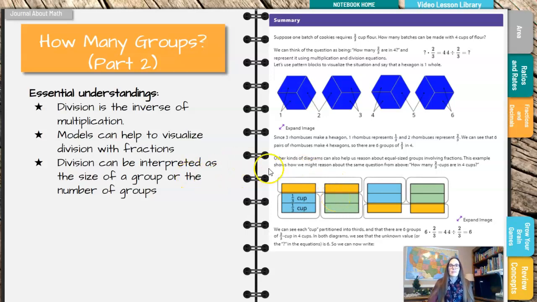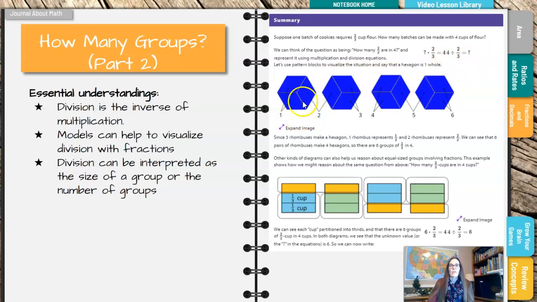And we can recognize that there's two ways to look at problems, whether we're interpreting the problem as dividing to find the size of a group or the number within a group. So we're looking at the same problem for both of these examples, where one batch of cookies requires 2/3 cup of flour, and we're wondering how many batches can be made with 4 cups of flour. So we can be thinking, well, how many 2/3 are in 4? And that can be represented using multiplication or division. So something times 2/3 equals 4, and 4 divided by 2/3 equals something.